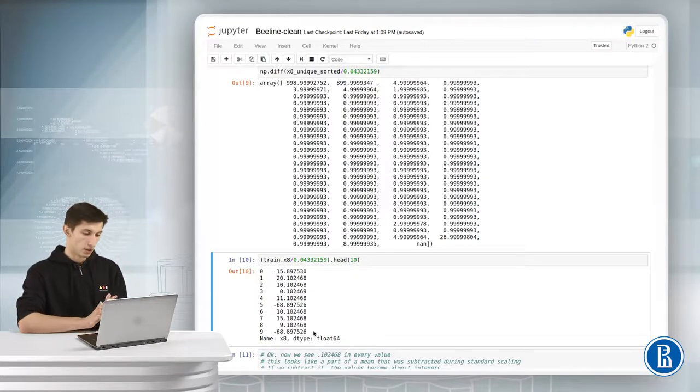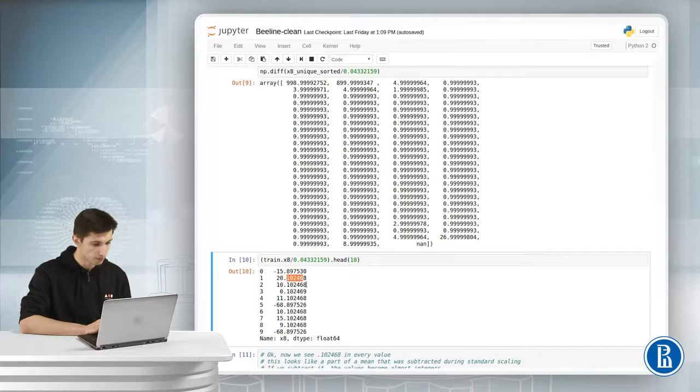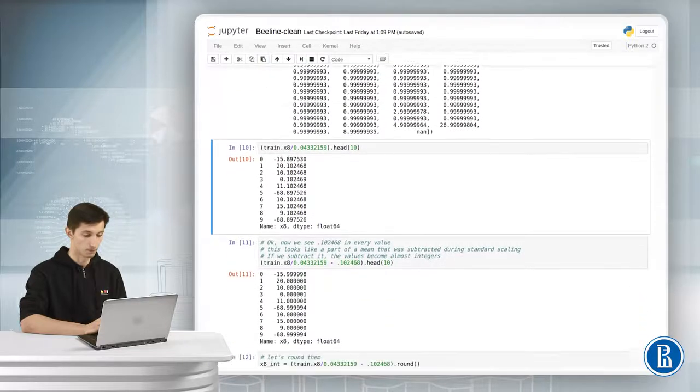All right, so what else do we see here? We see that each number ends with the same values. Each positive number ends with this kind of value and each negative with this. Look, so it looks like this fractional part was a part of this shifting parameter. So let's just subtract it.